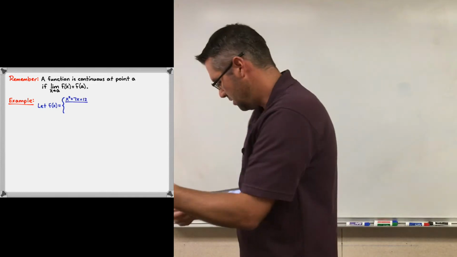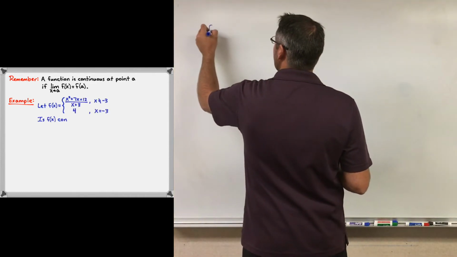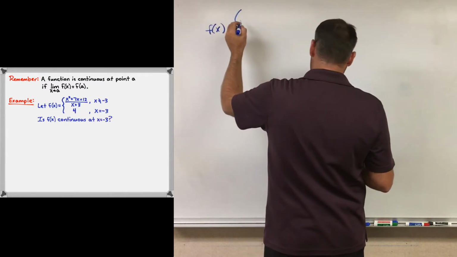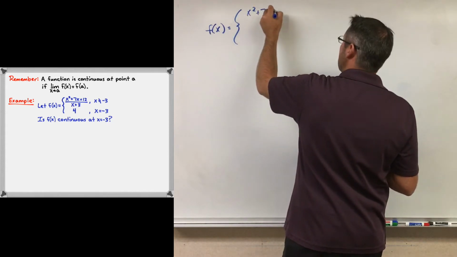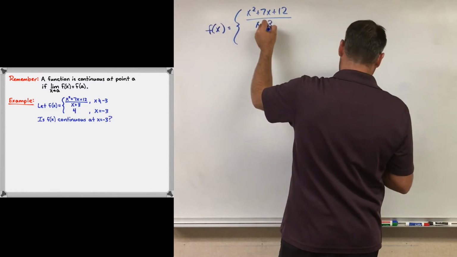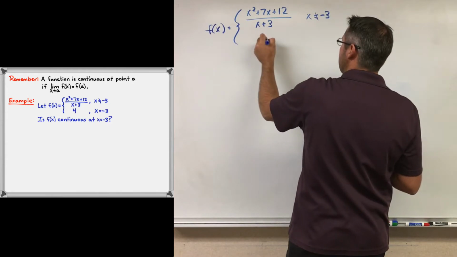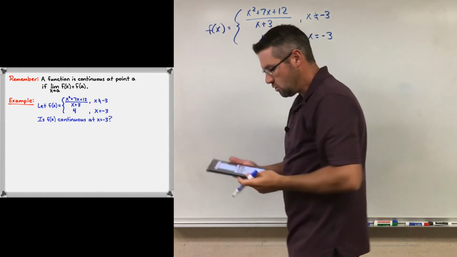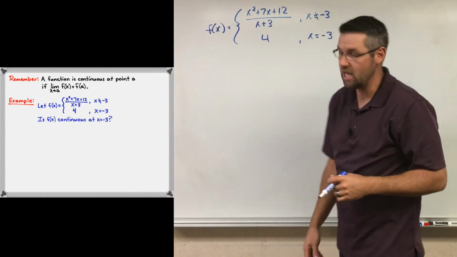Here's an example of that. We have f of x being a piecewise function: f of x is equal to x squared plus 7x plus 12 over x plus 3 for x not equal to negative 3, and 4 for x equal to negative 3. The question is, is f continuous at x equals negative 3?